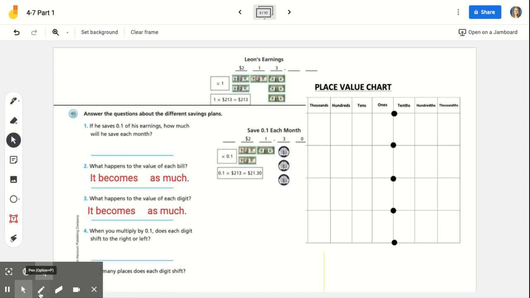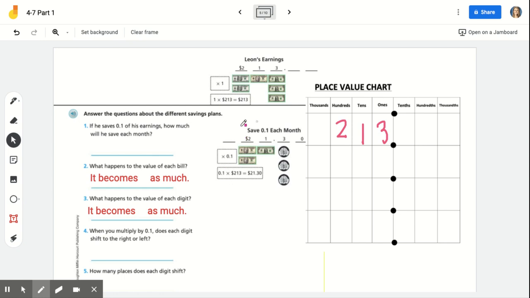So we started off with he's earning $213 a month. Let's write that into the first row of our place value chart. The 2 goes in the hundreds, the 1 goes in the tens, and the 3 goes in the ones. And we're talking about him saving 1/10 of this amount. They already have it in your book. What's the value that they give in the book then if he saves 1/10 as much?